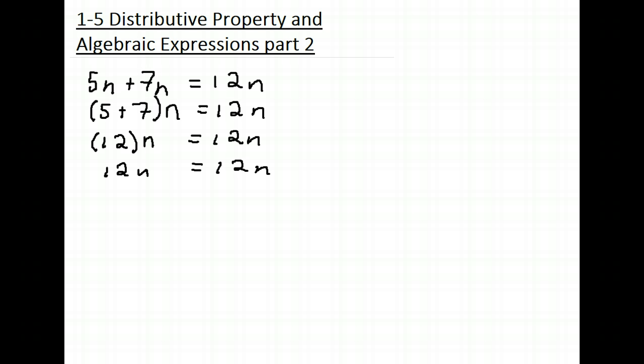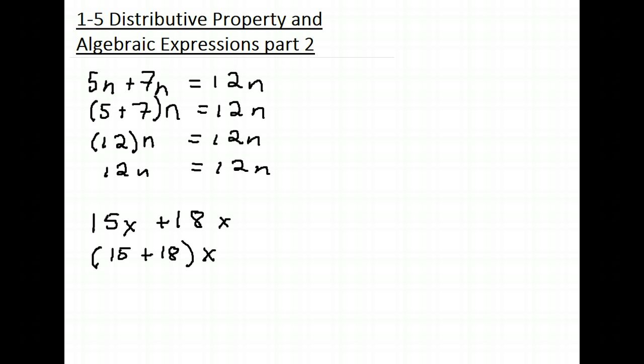So we have 15x plus 18x. Now how do we simplify this? Well, we have an x on each term. And then we have a 15 plus an 18. So we'd rewrite this as open parentheses 15 plus 18, close parentheses, x.